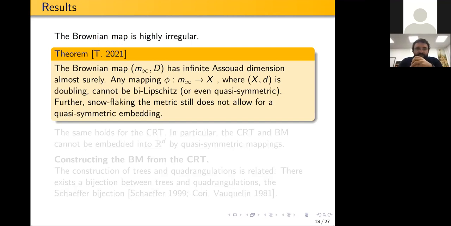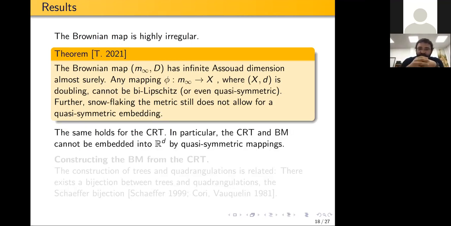And this structure is present both in the Brownian map and in the continuum random tree. This structure implies that you cannot embed it into R^D with any quasi-symmetric maps, so even a fairly general notion. And given that quasi-symmetric maps and quasi-conformal maps are essentially the same thing in R^D, it also tells you that while Liouville quantum gravity is conformally invariant, it still looks very bizarre from the Brownian map point of view, even though they are really the same thing. All right, so this is the main message. That's the theorem that I've put out there.